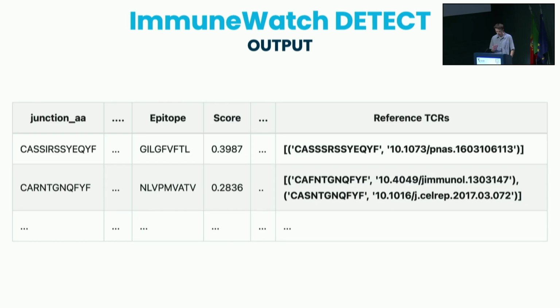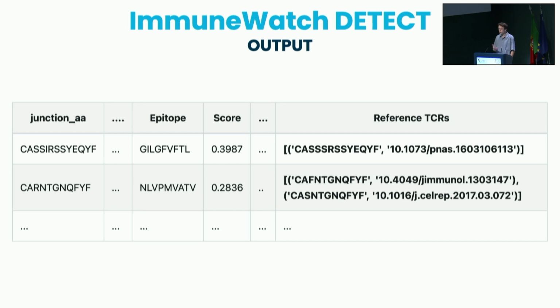Lastly, we also supply some sort of explainability. So DETECT explains each prediction by providing a list of reference TCRs. For the first TCR, we see its junction AA on the left, and then we see its reported epitope target GIL. Now, for this TCR, we have a list of one reference TCR, where we can see that it is extremely similar to its junction AA, and this is reported to be experimentally confirmed in the reported paper that is also attached.